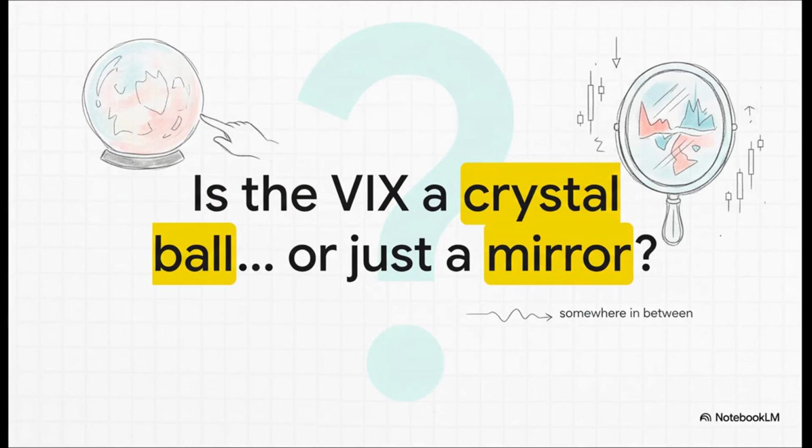And that leaves us with one last big question. So what is the VIX really? Is it some kind of crystal ball actually predicting the future? Or is it just a mirror reflecting the fear that's already out there? You know, the truth is probably somewhere in the middle. And that ambiguity, that's exactly what makes it one of the most watched and maybe one of the most misunderstood numbers on all of Wall Street.